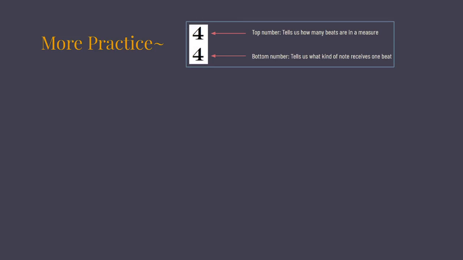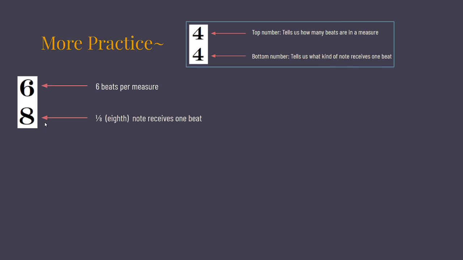Moving on, let's explore more examples and practice some. Just for reference, I put the previous portion of the slide here. And let's start with this example. For this one we have the top number is 6 and the bottom number is 8. So the top number, since it tells us how many beats are in a measure, means there are 6 beats in a measure. And since the bottom number tells us what kind of note receives 1 beat, the 8th note receives 1 beat.